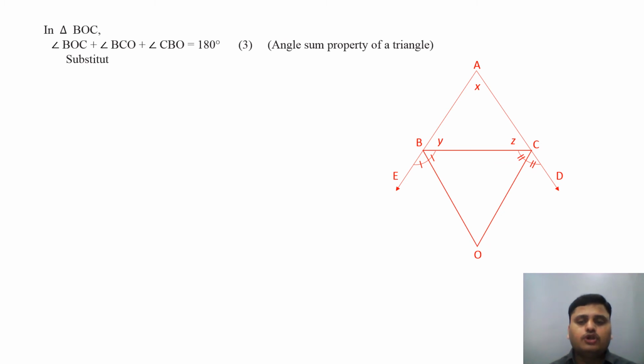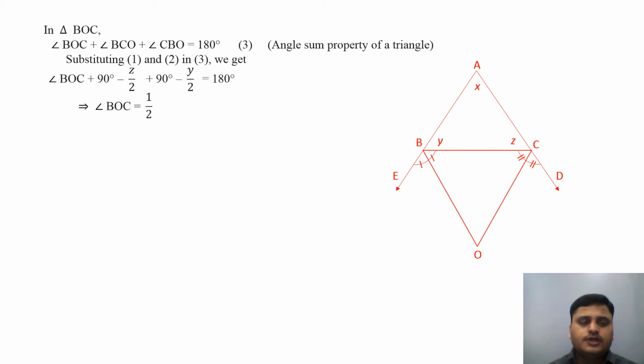We will substitute the values of equation 1 and equation 2 in this equation 3. Let's put it. Angle BOC we don't know, so we will write it as it is, but angle BCO we got as 90 minus Z by 2, and angle CBO is 90 minus Y by 2, equal to 180 degree. So 90 plus 90 becomes 180, and 180, 180 will be cancelled. Then minus z by 2 and minus y by 2, transpose to the right hand side and take 1 by 2 common. So it becomes 1 by 2 times y plus z.